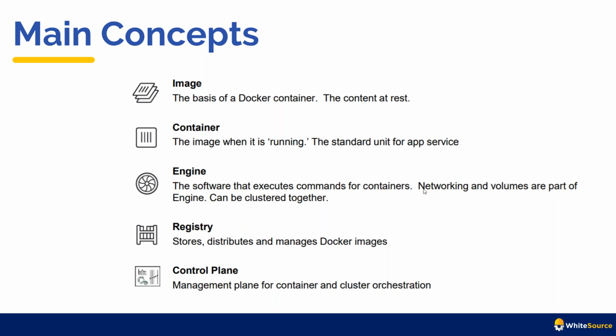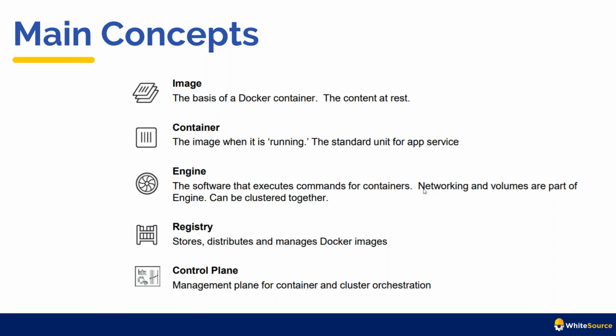The first one is an image. The image is the basis of the Docker containers. And we're talking about containers in general, but of course the famous one and the most adopted one today is Docker. The idea is actually the same for all types of containers. So an image is actually the content at rest. This means that it's the set of commands that contribute to the container.